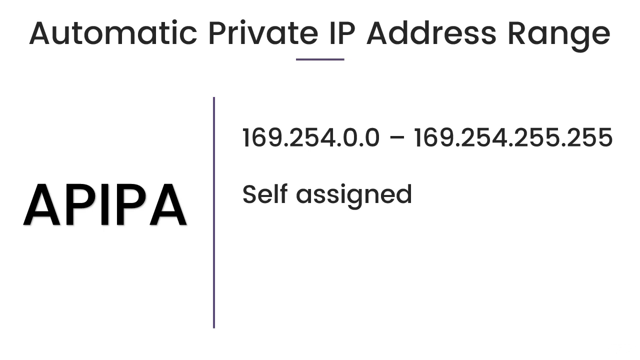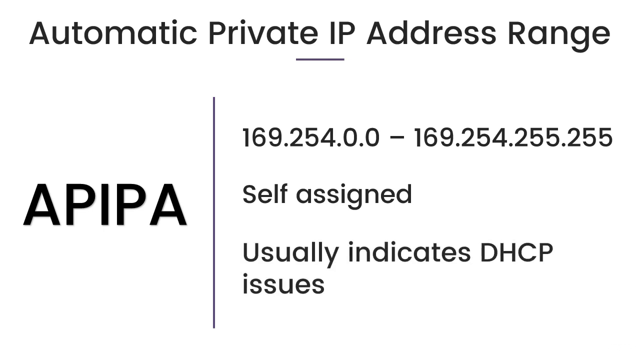In a typical environment, however, when systems end up with an APIPA address, it usually indicates that you have issues with your DHCP server, or you might have connectivity issues to the network. It usually is the case that the system's network cable is not connecting to the network correctly. There's a fault in the cable somewhere, and as a result, it can't get an IP from DHCP, so it self-assigns itself one.